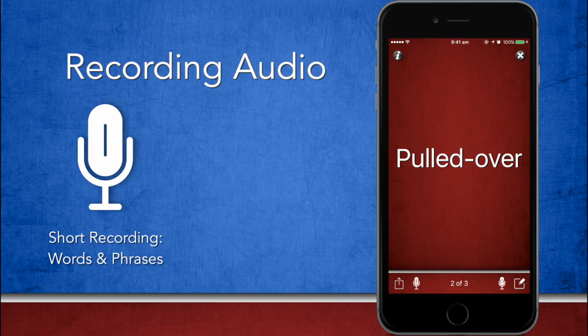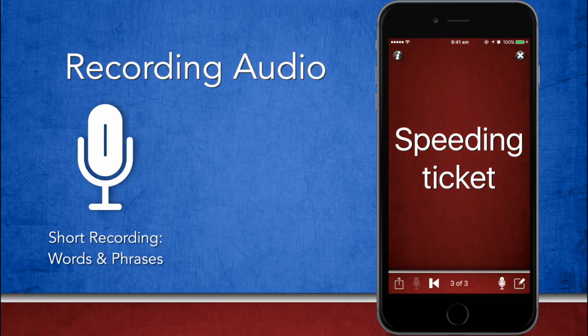Pulled over, pulled over, pulled over. Speeding ticket, speeding ticket, speeding ticket.